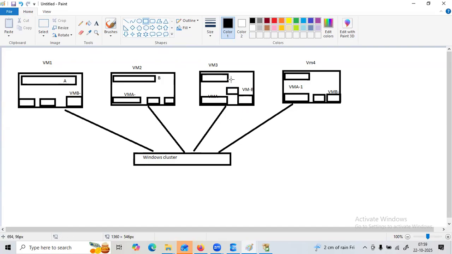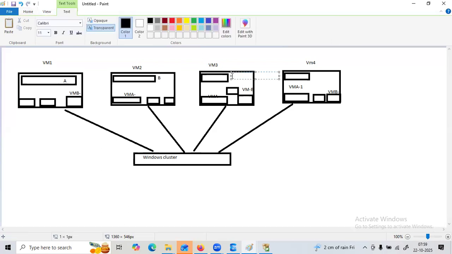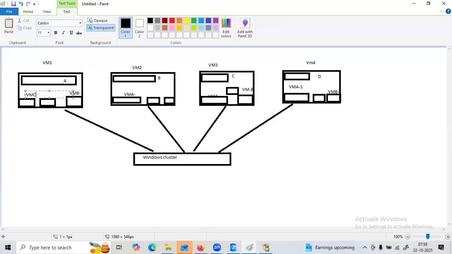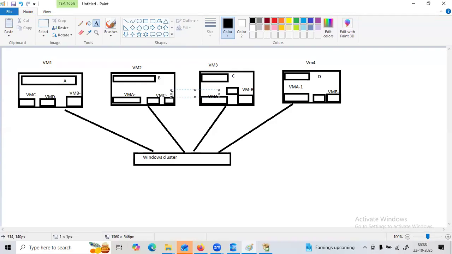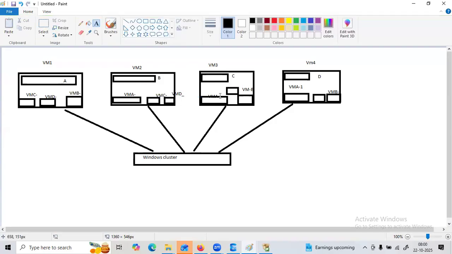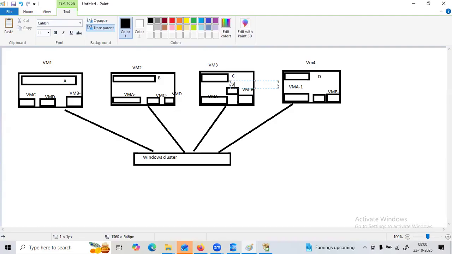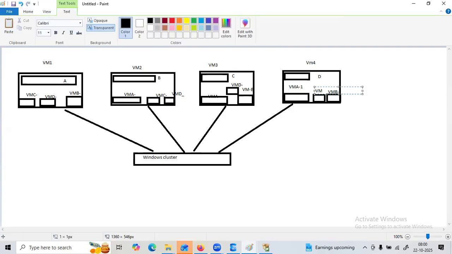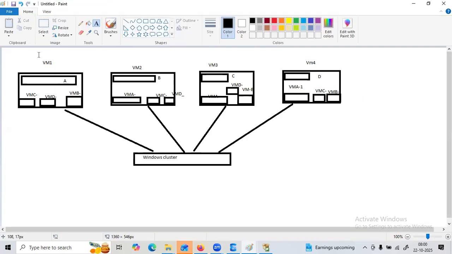So here, and I will go for C, go for D. Then we will go for VM C minus, VM D minus, VM C minus, VM D minus, this one B, this one D, VM D minus this one, VM C minus. So here I have four computers.